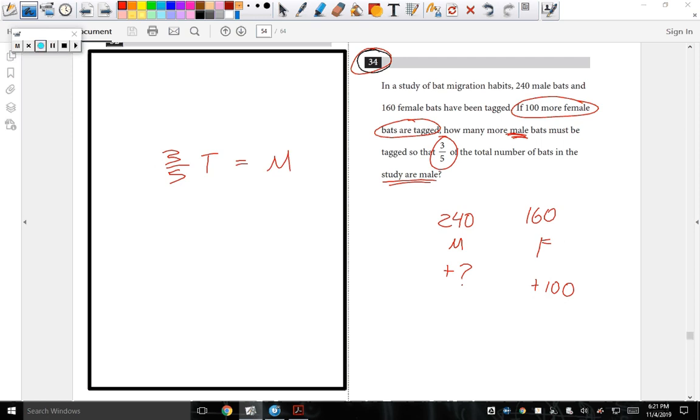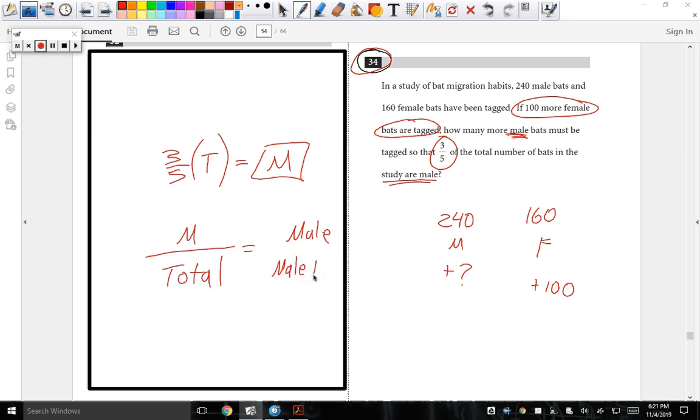Okay? So right now, if I'm looking for males, and 3/5 of the total equals male, what I'm trying to find is, what are the males over the total? You understand? So the male over the total will be just male over male plus female. Do y'all see what I'm doing? And this is going to be 3/5.